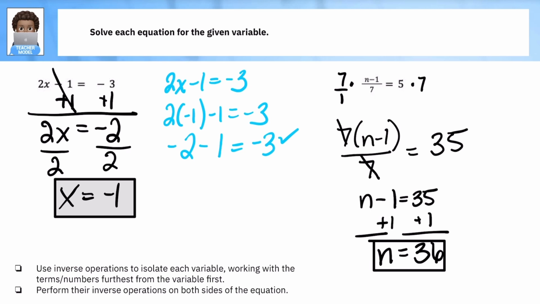And as always, we're going to double check our work. A number minus 1 divided by 7 equals 5. 36 minus 1 divided by 7 equals 5. All right, let's simplify it first. 36 minus 1 is 35 divided by 7 equals 5. And that is a true statement.